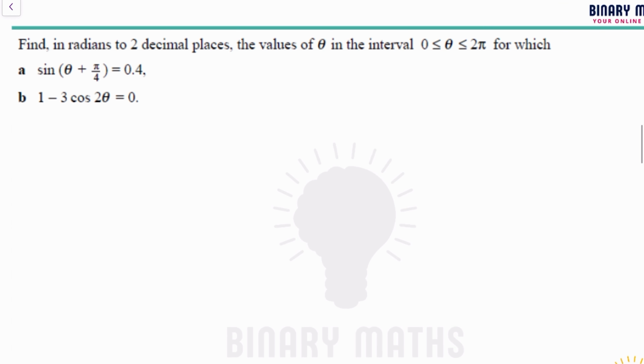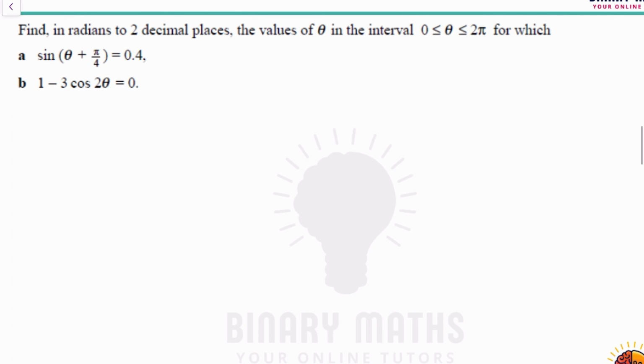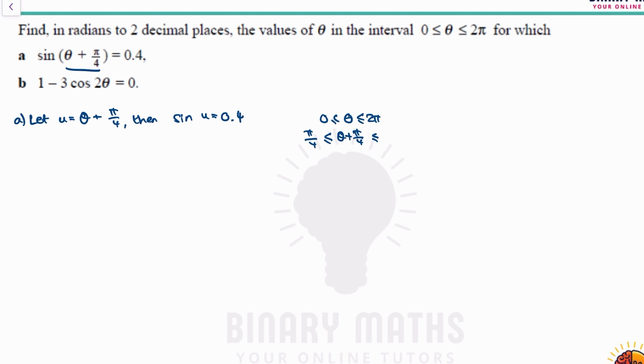Find in radians to 2 decimal places the value of theta in the interval 0 to 2 pi. So first one, A and B. Okay, A. So let u be equal to the inner function, which is theta plus pi over 4. Then sine of u is equal to 0.4. Theta runs from 0 to 2 pi, which means theta plus pi over 4 will run from pi over 4 to 2 pi plus pi over 4, which is 9 pi over 4.